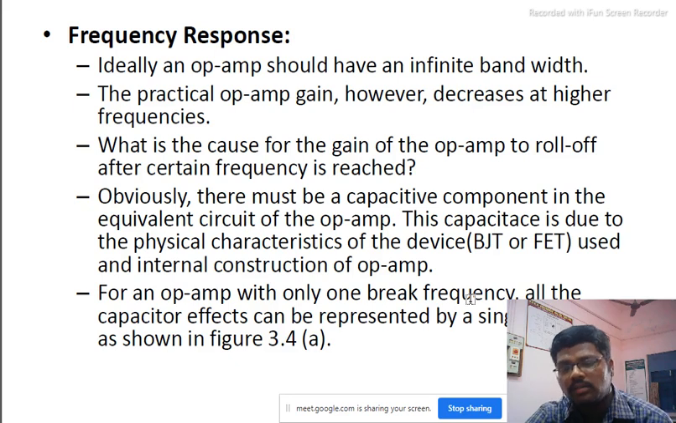FET is also similar, but it is voltage controlled. BJT and FET are two different components: one is a current control device, another one is a voltage control device. That is the difference. Therefore, you have to use these devices in the internal construction of an op amp.